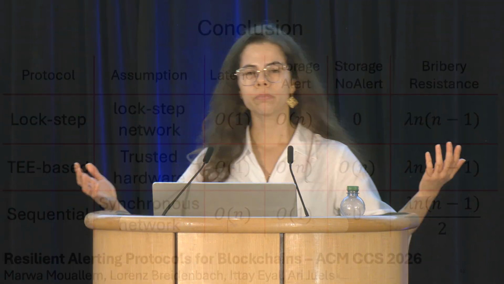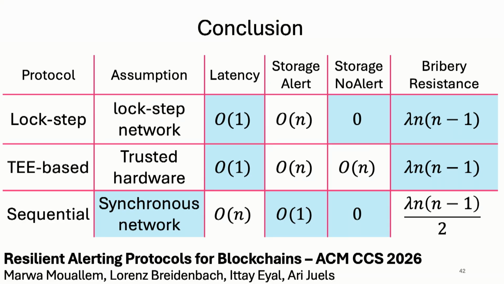So to conclude, we formalized this game of bribery between the bribing adversary and the set of alerters. We saw that the maximum bribery resistance that we can achieve is quadratic in the number of nodes. And we showed 3 different protocols that achieve this quadratic bribery resistance, each with a different set of assumptions and trade-offs. So that would be it.